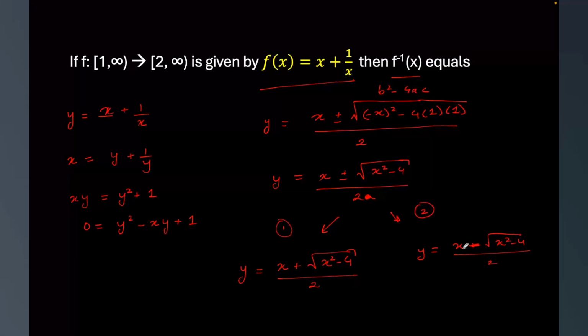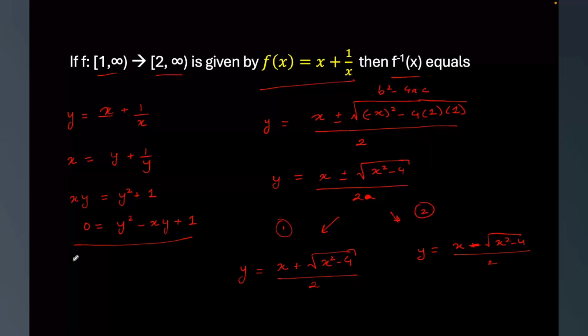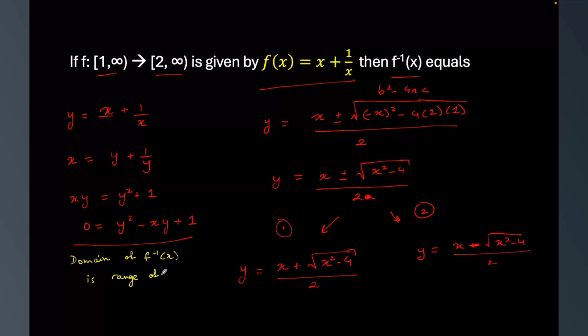Now, how do we know which one to take? Well, we have the domain and range given to us. So now the domain of the inverse is the range of the original function. Remember, in the earlier videos, I had mentioned this really, really explicitly. Anyways, I'll just write it down here. Domain of f inverse x is range of f of x.